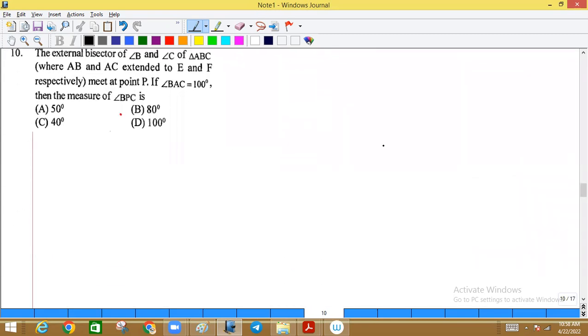The external bisectors of B and C of triangle ABC, where AB and AC are extended to E and F respectively, meet at a point P. If external bisectors meet, what is the angle formed? 90 minus A by 2. Internal bisectors meet, 90 plus A by 2. One internal, one external, A by 2. Point P, BAC means A is given. What is the measure of BPC? BPC is equal to 90 minus angle A by 2. What is angle A? 100. What is the answer?